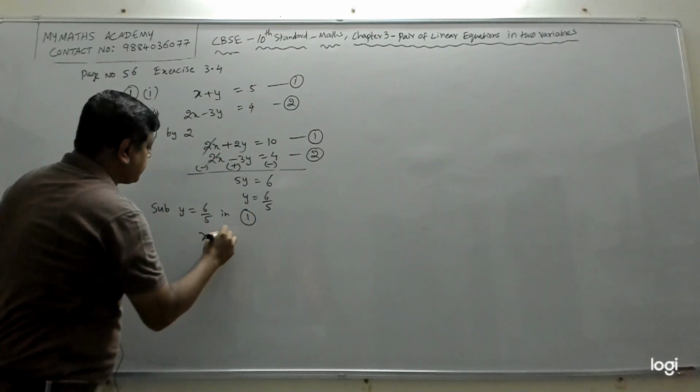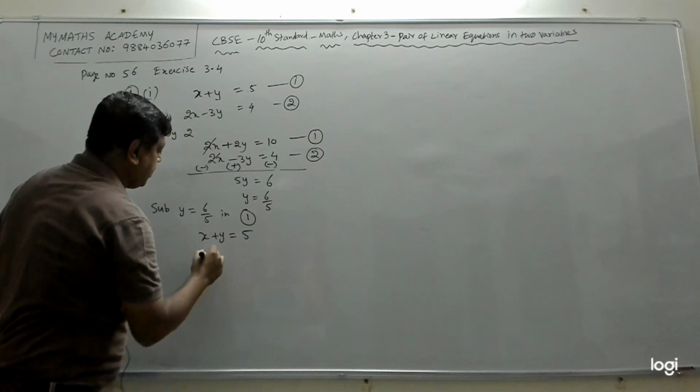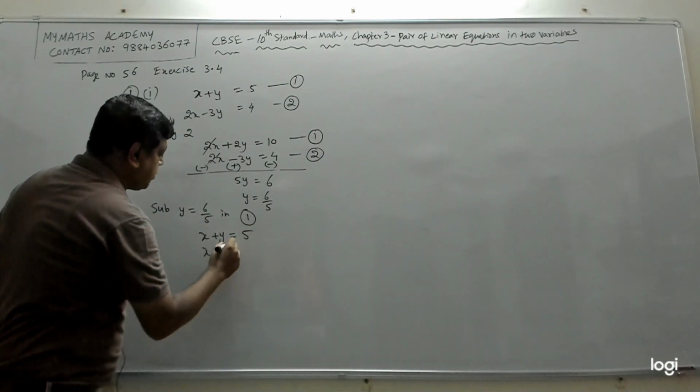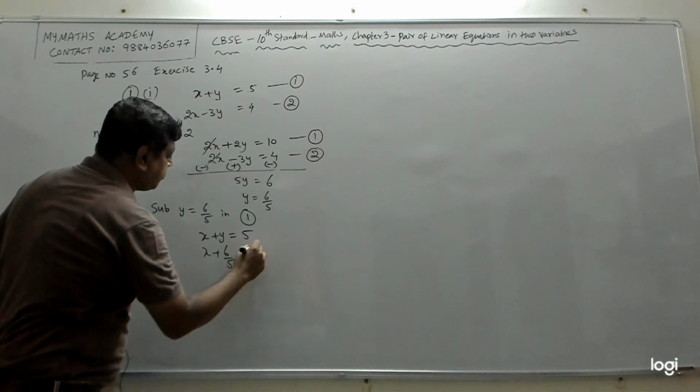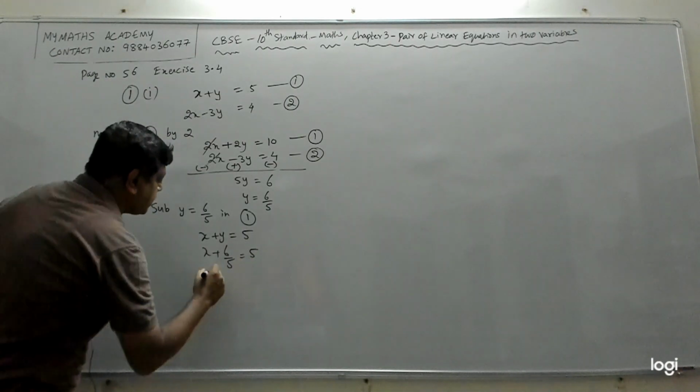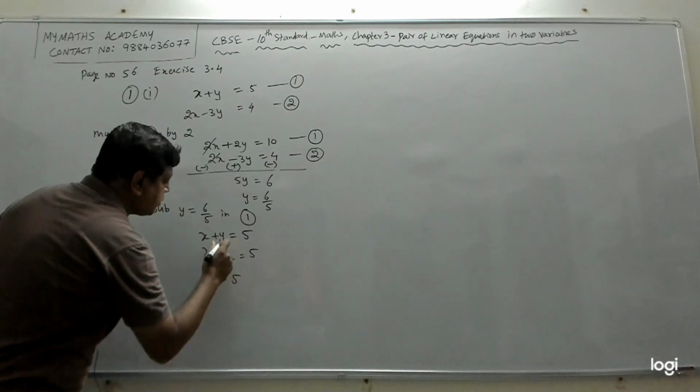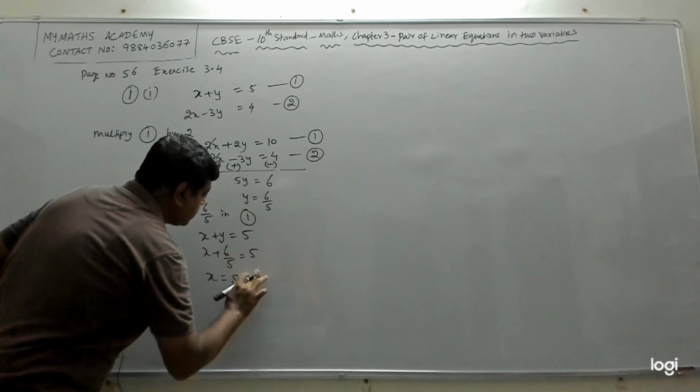Equation 1 is x plus y is 5. So x plus 6 by 5 is equal to 5. So now x becomes 5. This 6 by 5 goes here to become minus 6 by 5.